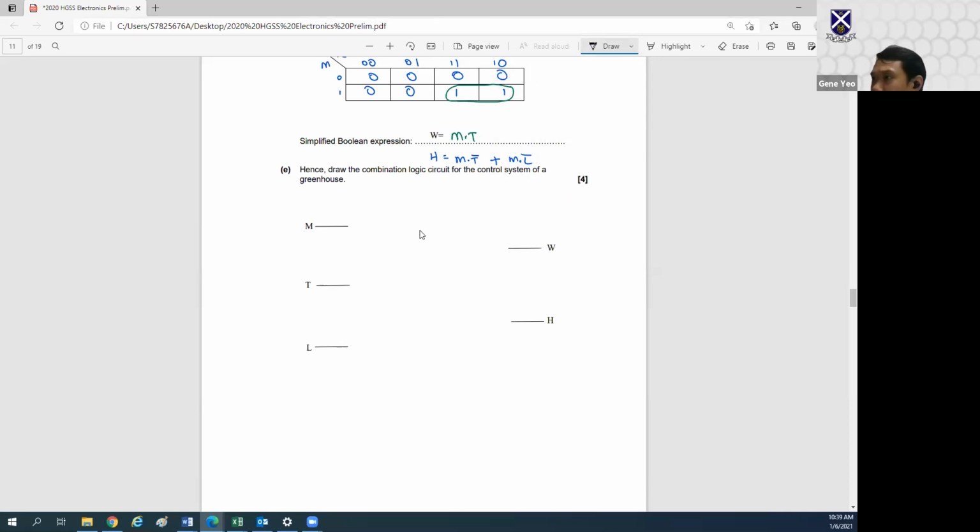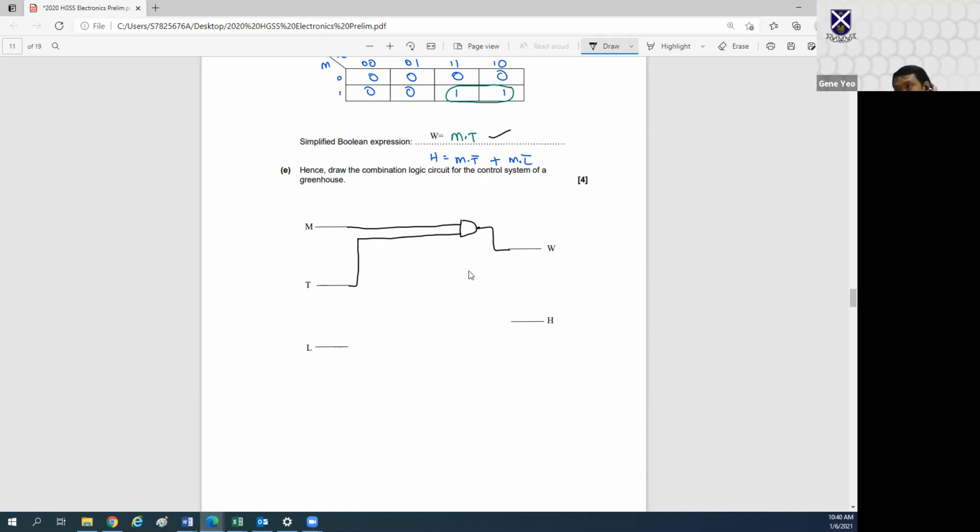So I'm going to have an AND gate maybe here. Again, I don't have a ruler, but you need to have a ruler and draw this with a pencil. It's just M and T. So this is the M and T, like so. Okay, so I've settled my W. It's just M and T gives me W.